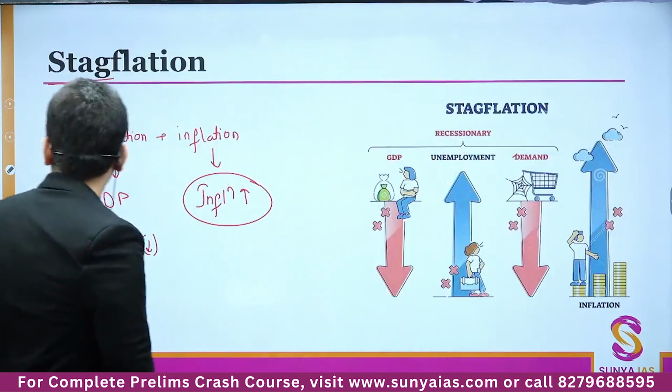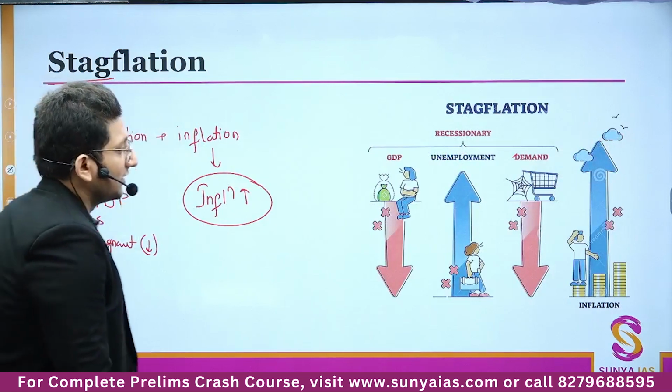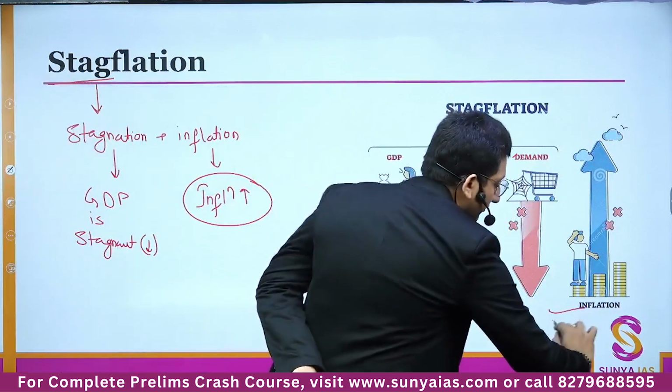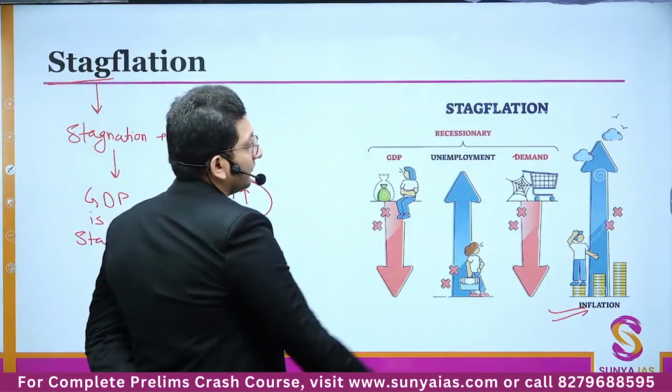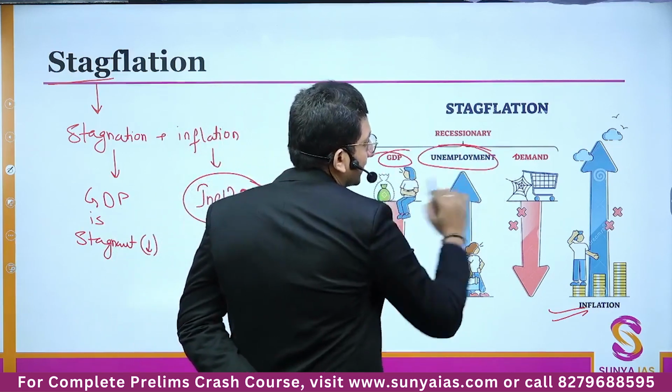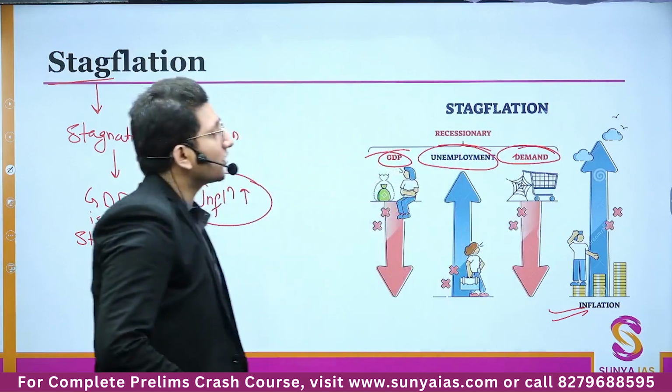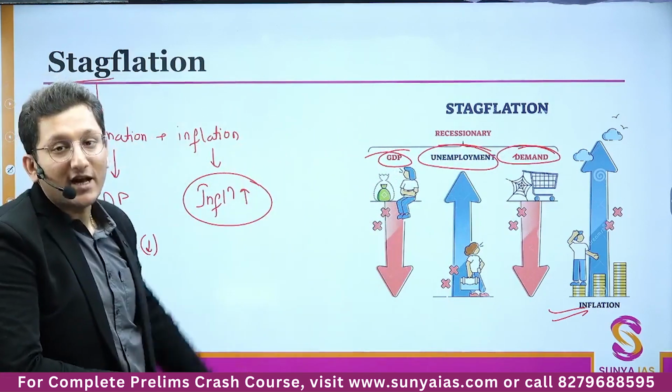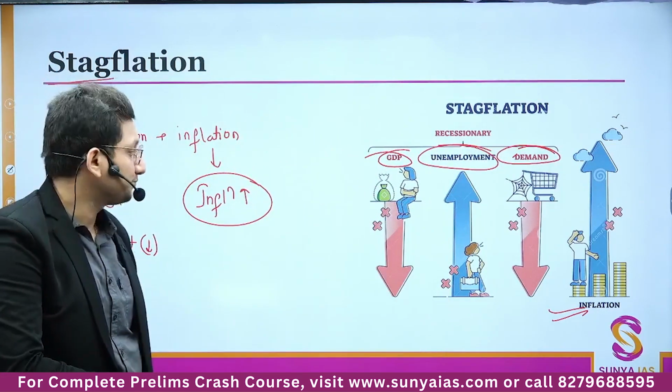Now from here, you can understand this thing that we have high inflation, but we have recessionary pressure also, that our GDP is decreasing, unemployment is increasing, and the demand is decreasing. Okay, so that is what we called stagflation. Clear? Chalo.